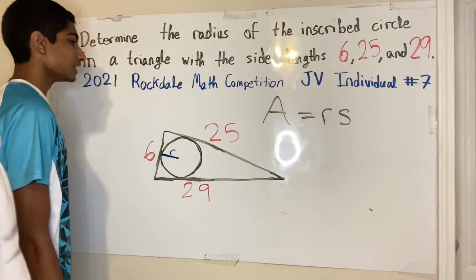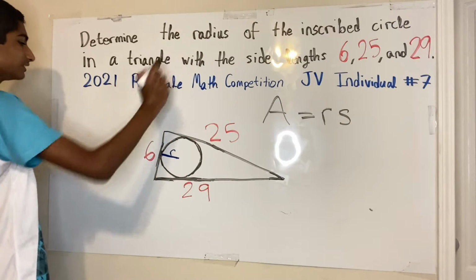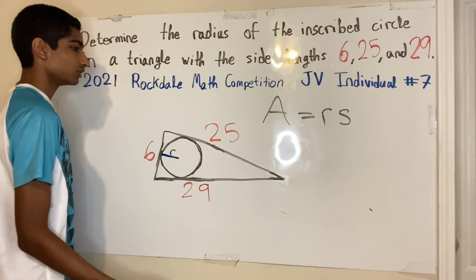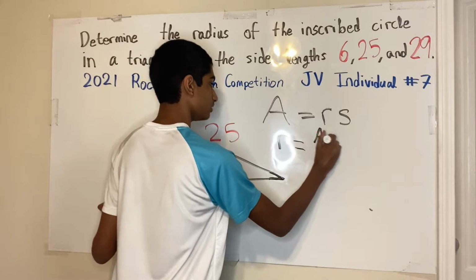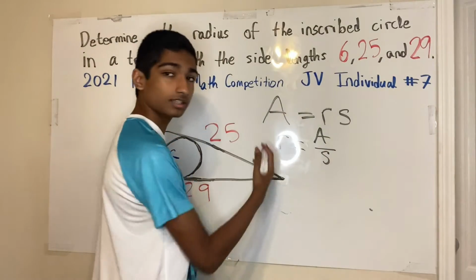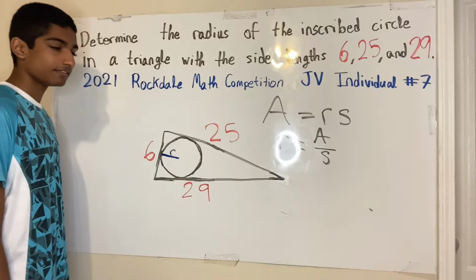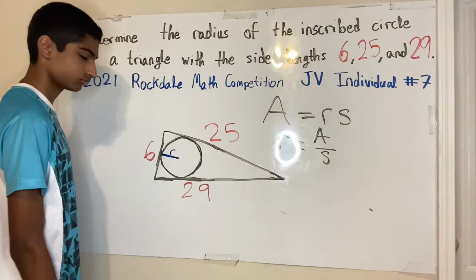So what we can do with A equals R times S is rearrange it, since we need to find the radius of the inscribed circle. So if we divide by S on both sides, we should get R is equal to A over S. And this is how we're going to find the inradius of the circle. So now that we have that, we just need to find the area of the triangle and the semi-perimeter.